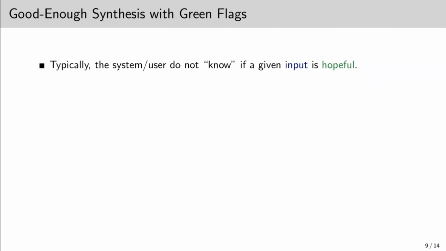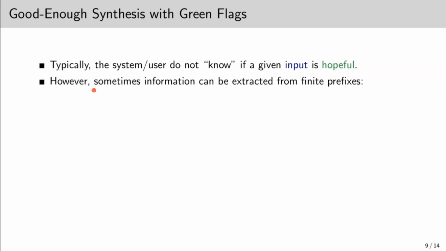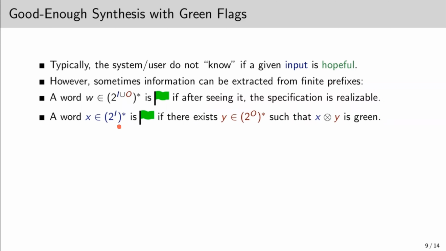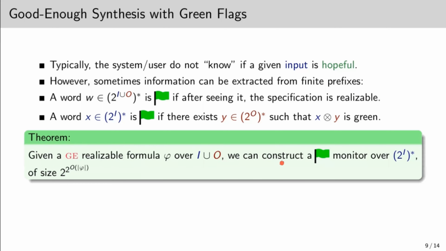The next extension we look at involves raising flags. The motivation is that as the system interacts with the environment, it typically doesn't know if the given input is going to be hopeful or not. But sometimes we can determine after a finite prefix if the input is going to be hopeful. Suppose we have some word over inputs and outputs, such that after seeing it, the language of remaining suffixes is realizable, in the traditional sense. We call such words green, or green flags. We lift this to input words by saying that an input word is green if there is some output that would make it green. The nice thing about green prefixes is that we can identify them using a monitor, which is just a deterministic finite automaton with outputs.